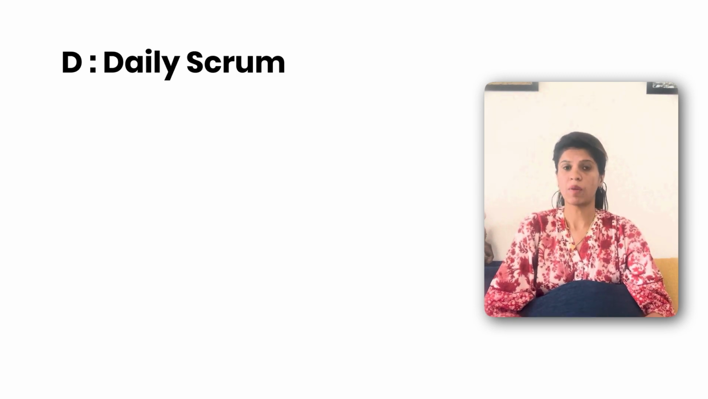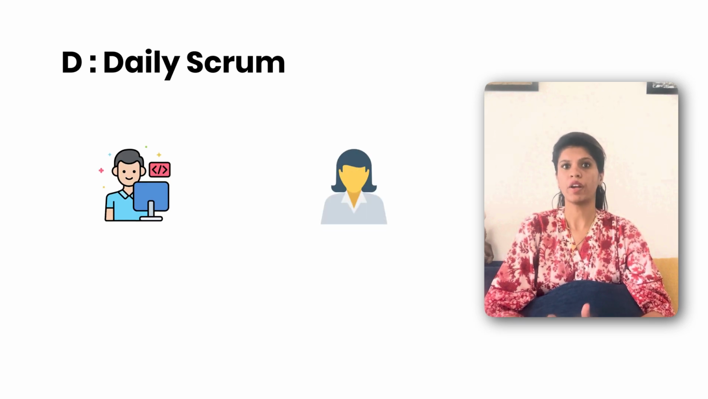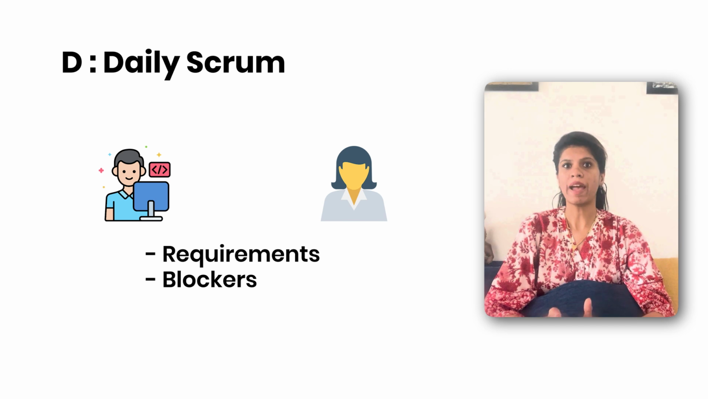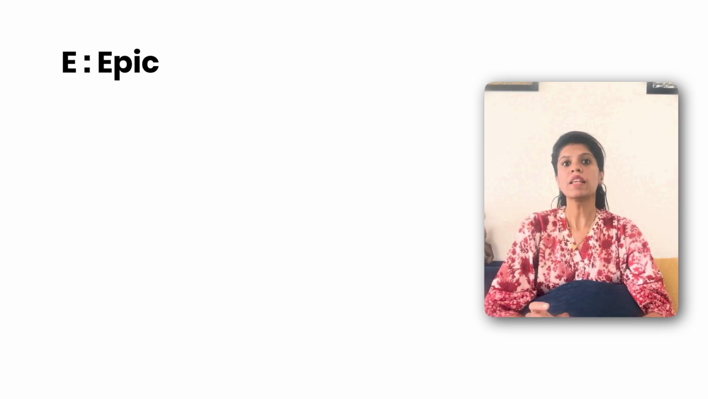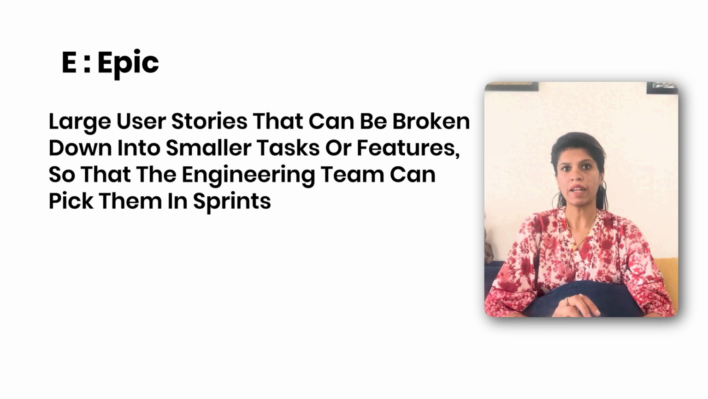D. Daily Scrum. It's a meeting which happens between the engineering team and the product owner so that any requirements or any blockers can be resolved on a daily basis. E. Epic. It's a large unit of work that can be divided into small stories or tasks so that the engineering team can pick them up in their sprints.